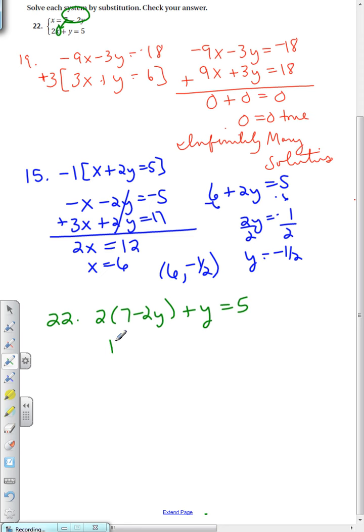So 2 times 7 is 14. 2 times -2 is -4y, plus y equals 5. I can combine my -4y and y. Different sign, subtract. Keep the sign on the 4.